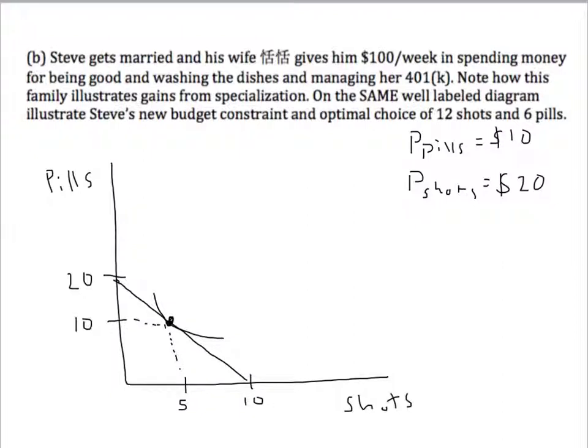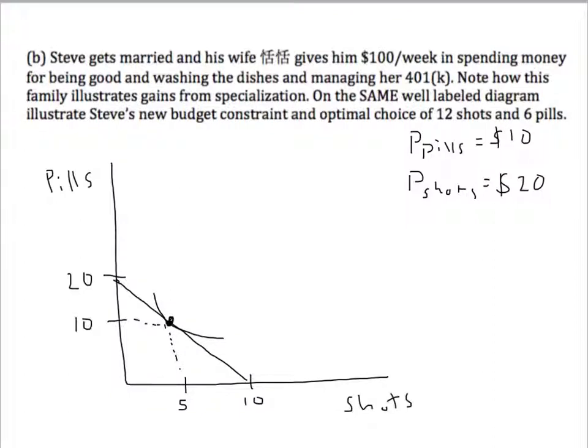On the same well-labeled diagram from Part A, illustrate Steve's new budget constraint and new optimal choice of 12 shots and 6 pills. So the income went up to $300, so we know our budget constraint should shift outward and up and to the right.